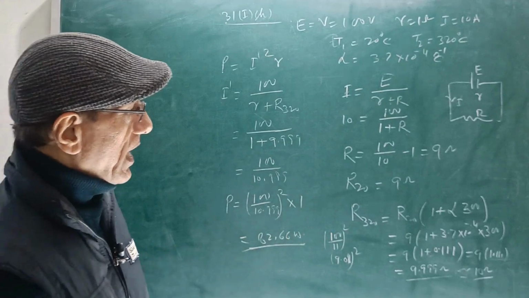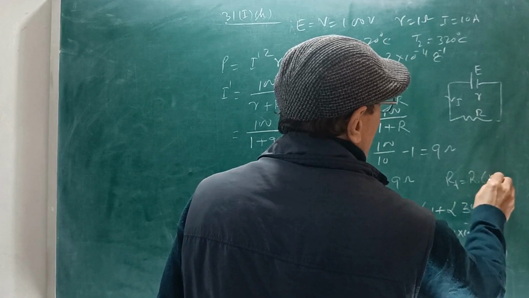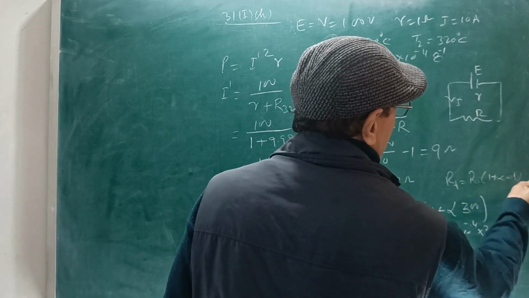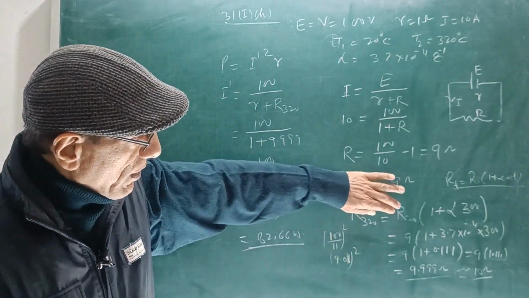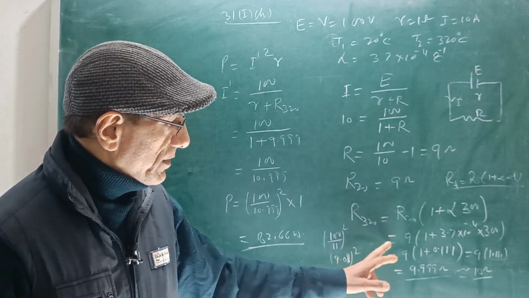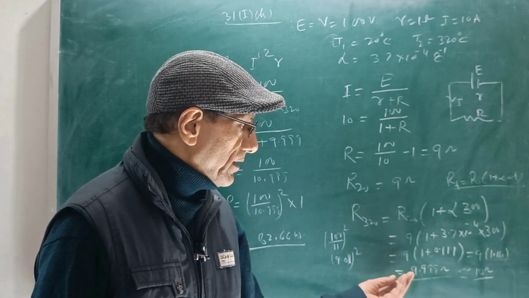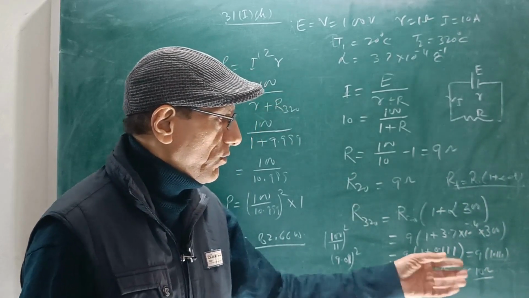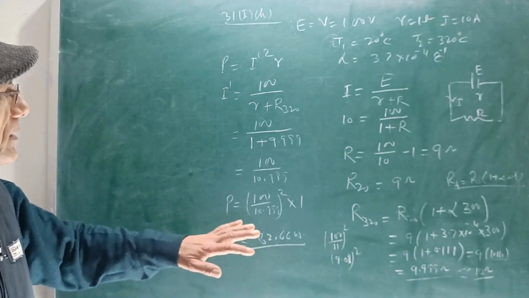फिर फॉर्मूला होता है RT इक्वल्स टू R नॉट इंटू 1 प्लस अल्फा डेल्टा T, टेम्परेचर रेजिस्टेंस डिपेंडेंट. तो ये R320 will equal to R20 into 1 plus alpha, और टेम्परेचर डिफरेंस हो गया 300. उससे हमने निकाले 9 into 1 plus 3.7 into minus 4 into 300, that comes to be 9.99 ohm, which can be taken as 10 also, no issue, but accurately करिए.